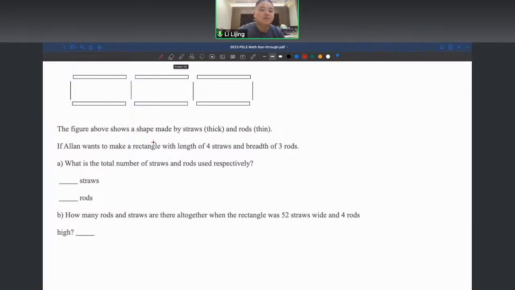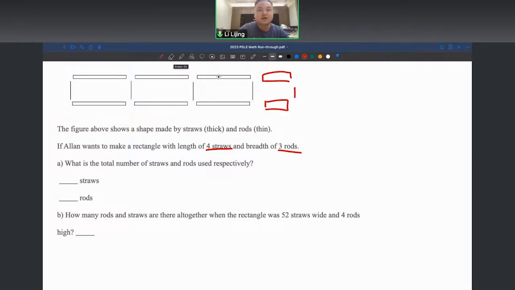Okay, so the figure above shows a shape made by straws and rods. So straw is a thick one, the horizontal one, and the rods are the thin one, the vertical one. So if Alan wants to make a rectangle with length of 4 straw and breadth of 3 rods, what is the total number of straws and rods used respectively? Okay, so this one only asks you for 4 straw and 3 rods. Okay, even if you don't see the pattern, you can just draw it out.